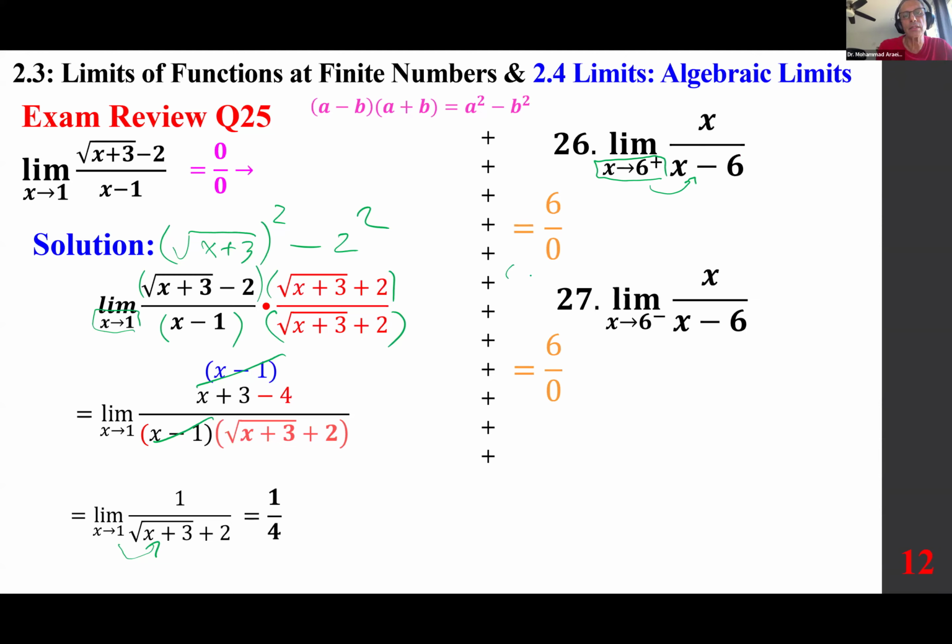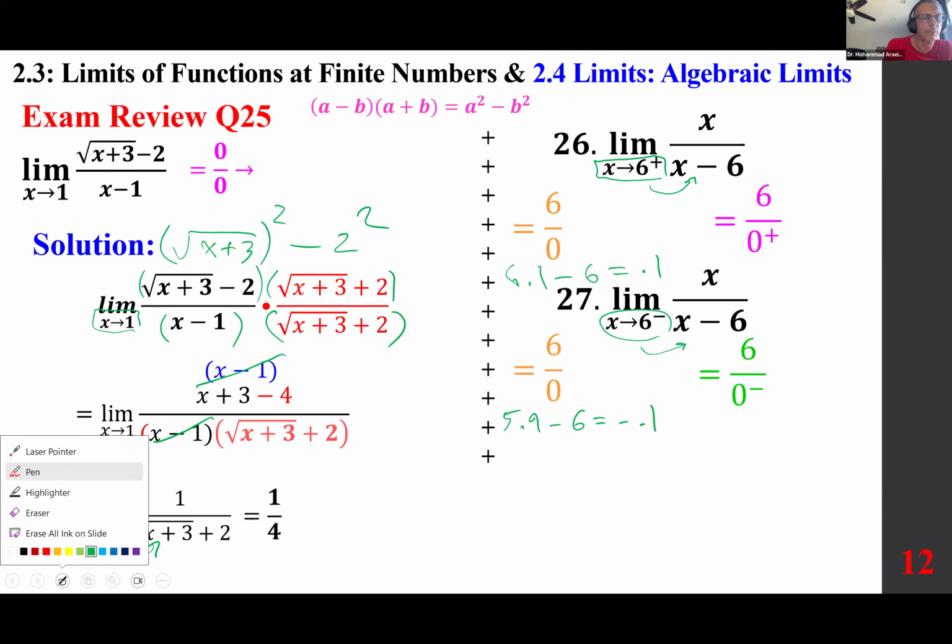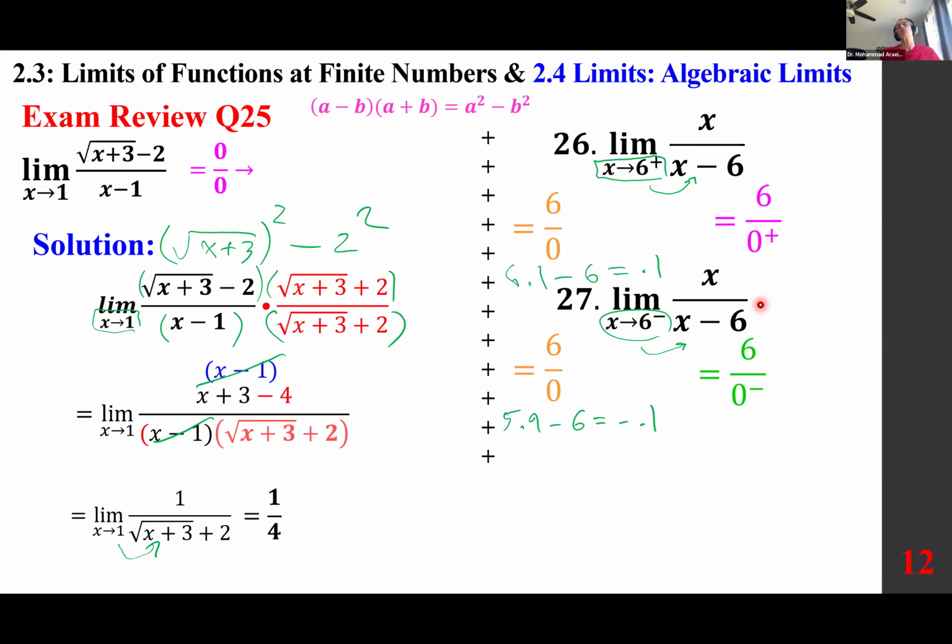6 from the right, an example of that would be 6.1 minus 6 is 0.1, and it's 0 from the right. But for the next one, from the left, for example, 5.9 minus 6 results in minus 0.1. So 0 from the left. Both cases give us infinity, but this gives us positive infinity. And since this one, the denominator approaches 0 from the left, negative infinity.